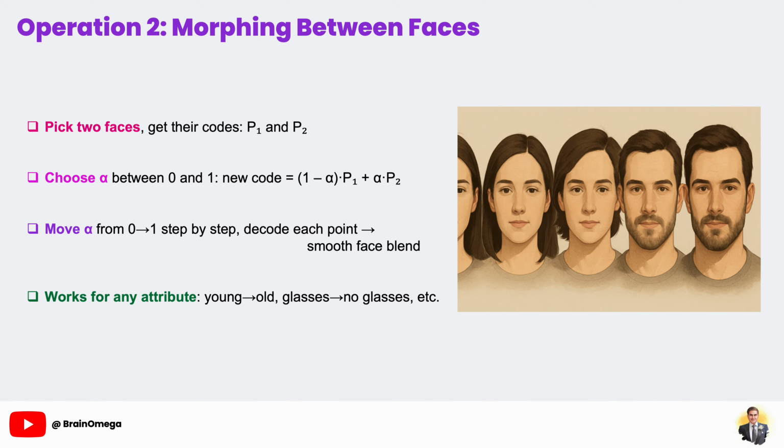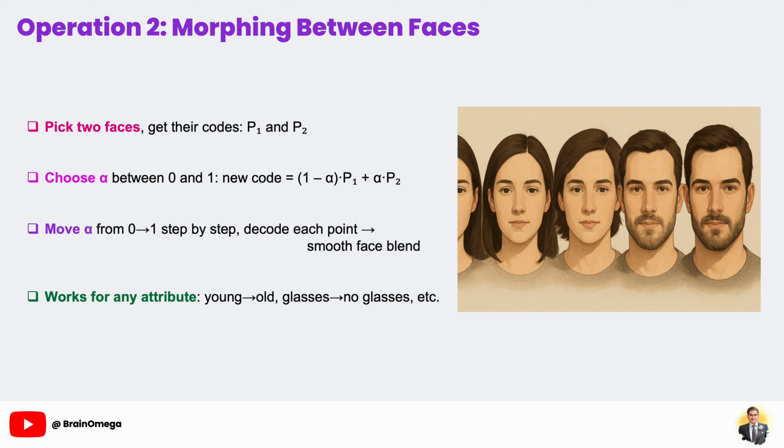4. Decode each P new. Run P new through the decoder to get an image. As it goes from 0 to 1, you see Alice's face gradually morph into Bob's in subtle increments. This interpolation isn't limited to just faces. You could morph a landscape at sunset into a tropical beach or blend a dog's face into a cat's. Any two valid points on the manifold can be smoothly connected.